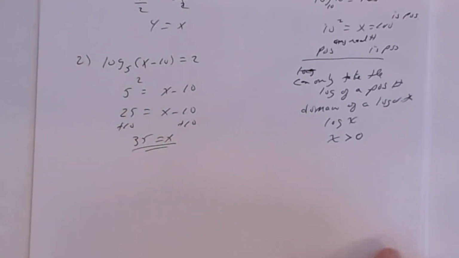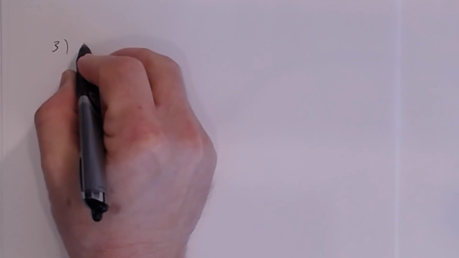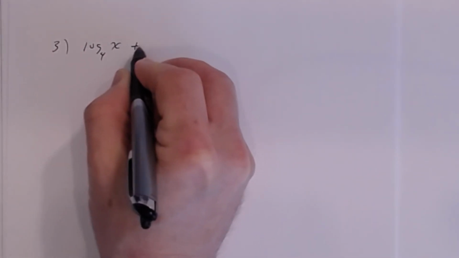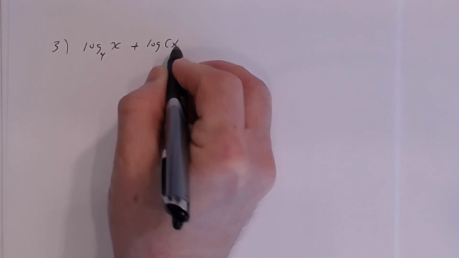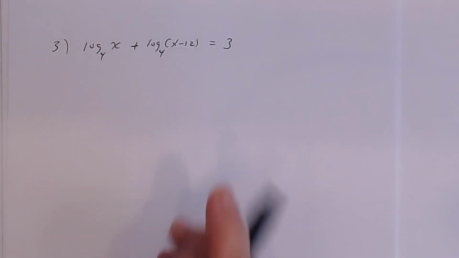Now let's look at this one. So this is going to be number 3. So number 3, all right, we have this problem. Okay, we have the log of x base 4 plus the log of x minus 12 base 4 equals 3.